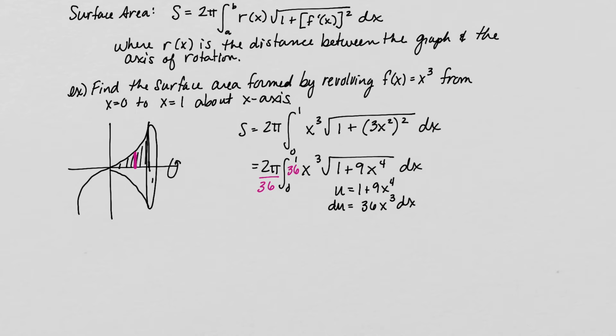And we'll change the limits too, just to make our lives a little easier. So we used to have x equals 0. So u is going to be 1 plus 9 times 0 to the 4th. So that's just going to be 1. And then we had x equals 1. So u is going to be 1 plus 9 times 1 to the 4th. And so that's going to be 1 plus 9, which is 10.